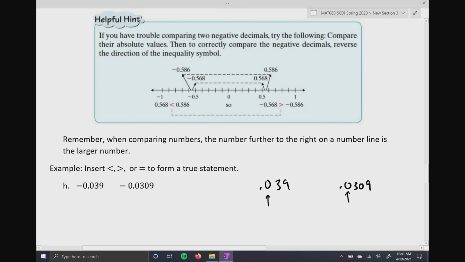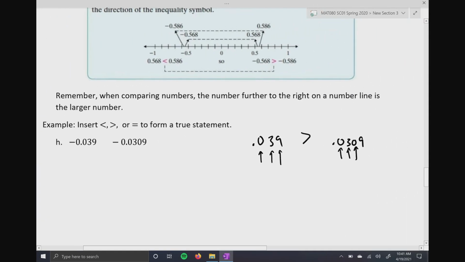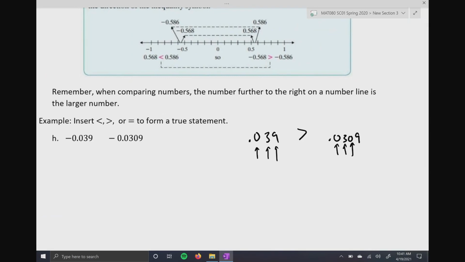0 and 0 are the same. 3 and 3 are the same. 9 and 0 are definitely different. I know 9 is greater than 0. Oops, I hate when that happens. So the 9 is definitely greater than 0. Now, this is their absolute values. So the answer is just going to be the opposite of that. So when I come back over to letter H, instead of putting a greater than symbol, I'm going to put a less than symbol. So negative 0.039 is less than negative 0.0309.